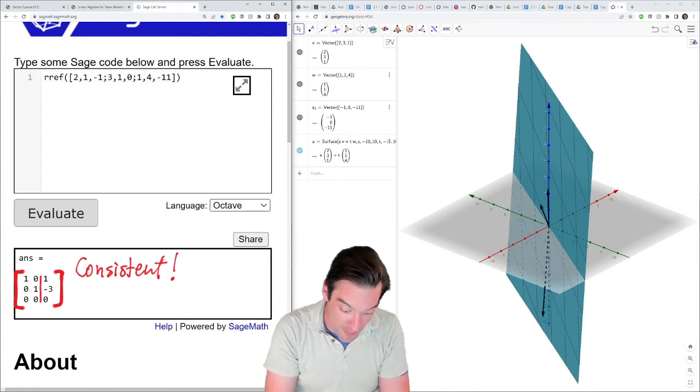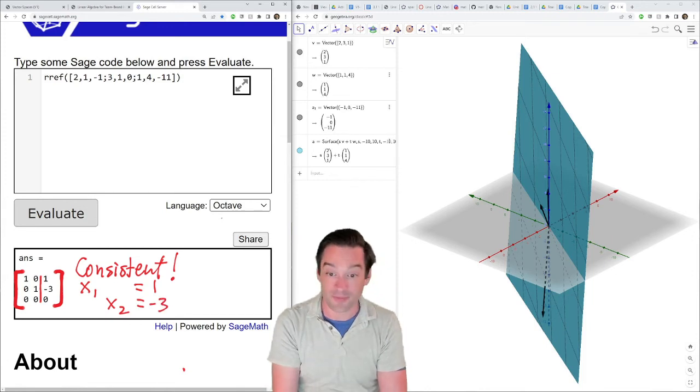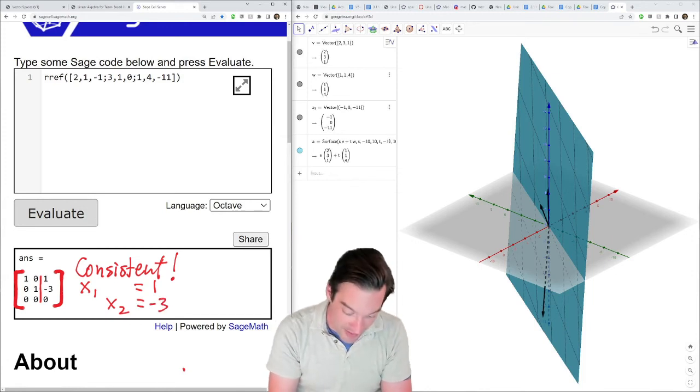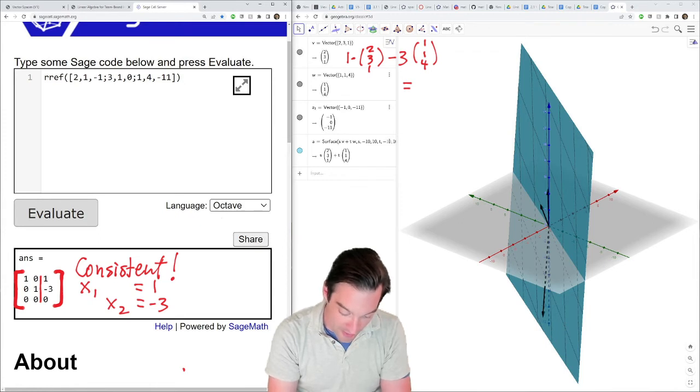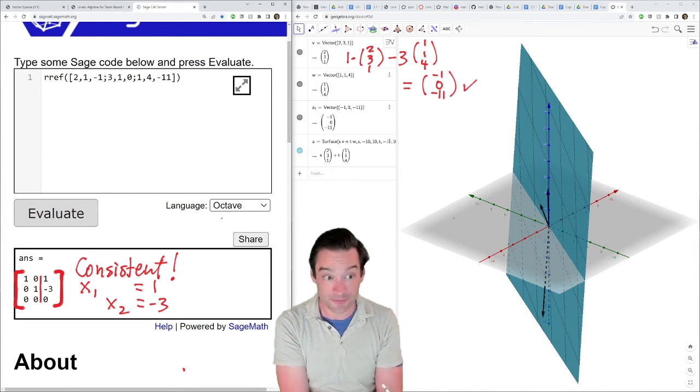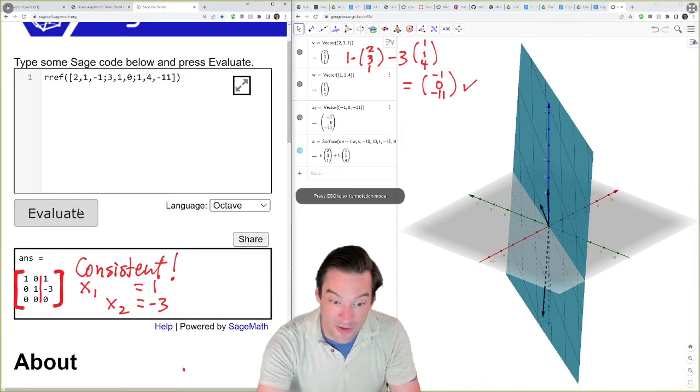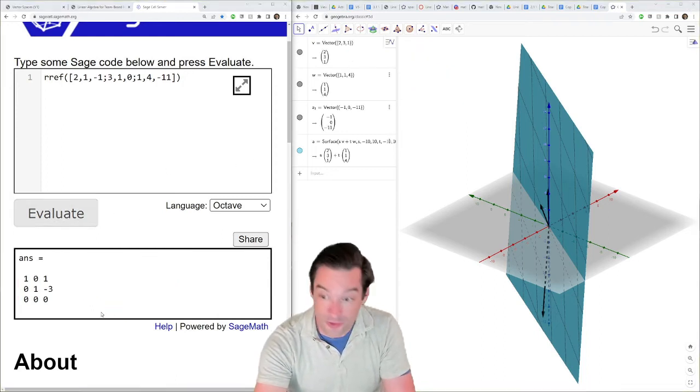In fact, if we converted it back into its equation form, we would have x1 equals 1, x2 equals -3. And in fact, we can check that 1 times my first vector, so 1 times 2, 3, 1, minus 3 times my second vector, 1, 1, 4. We do out that arithmetic. 2 minus 3, that's -1. 3 minus 3 is 0. 1 minus 12, that's -11. So it works out. So indeed, my third vector is already in the span of my first two.